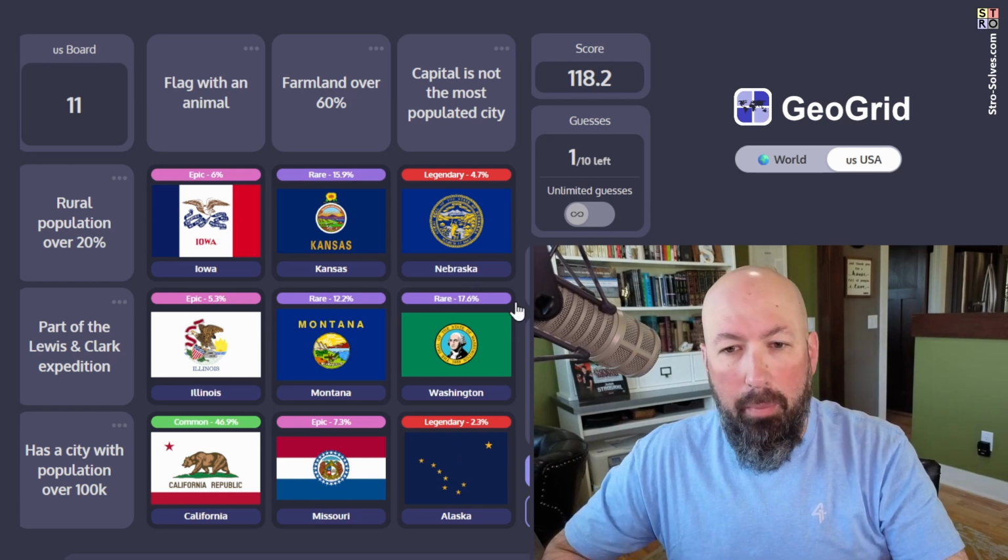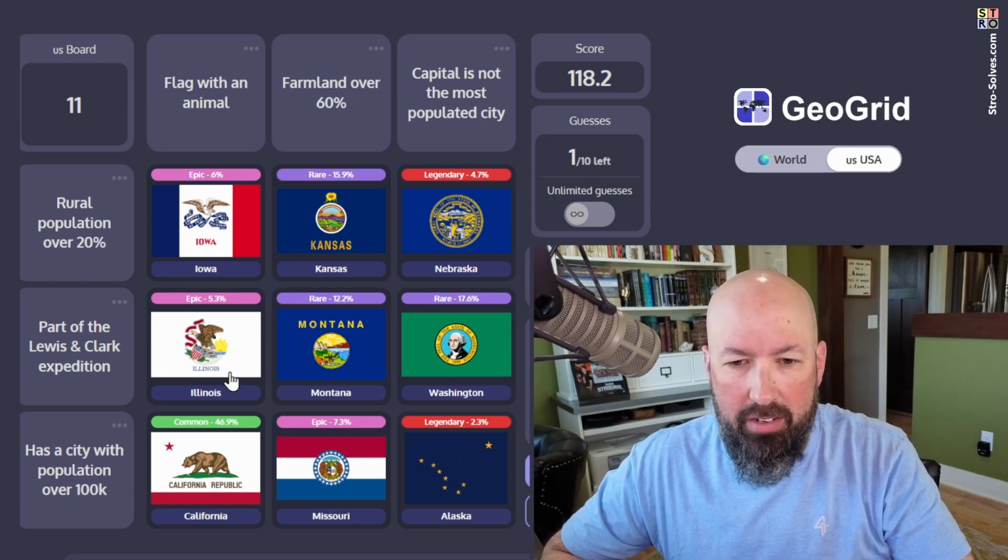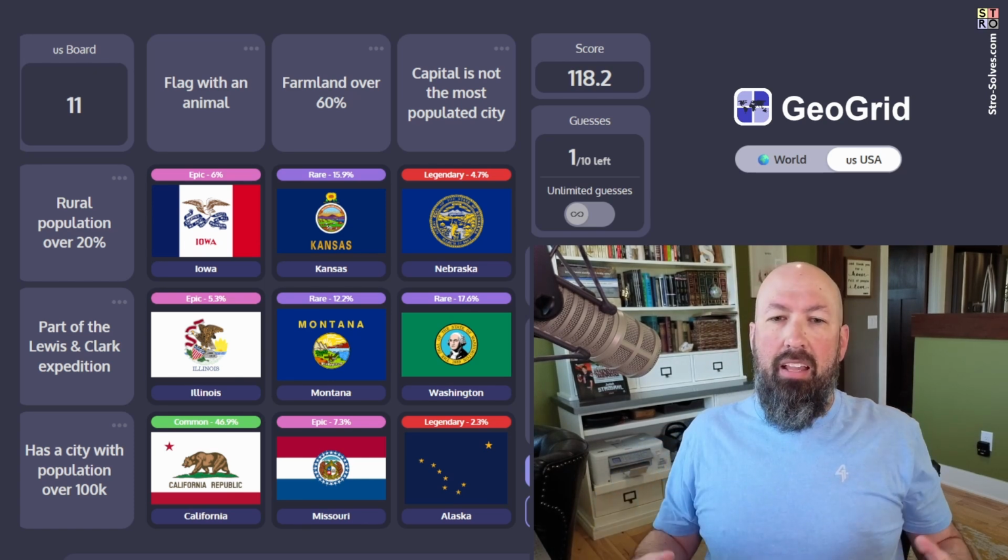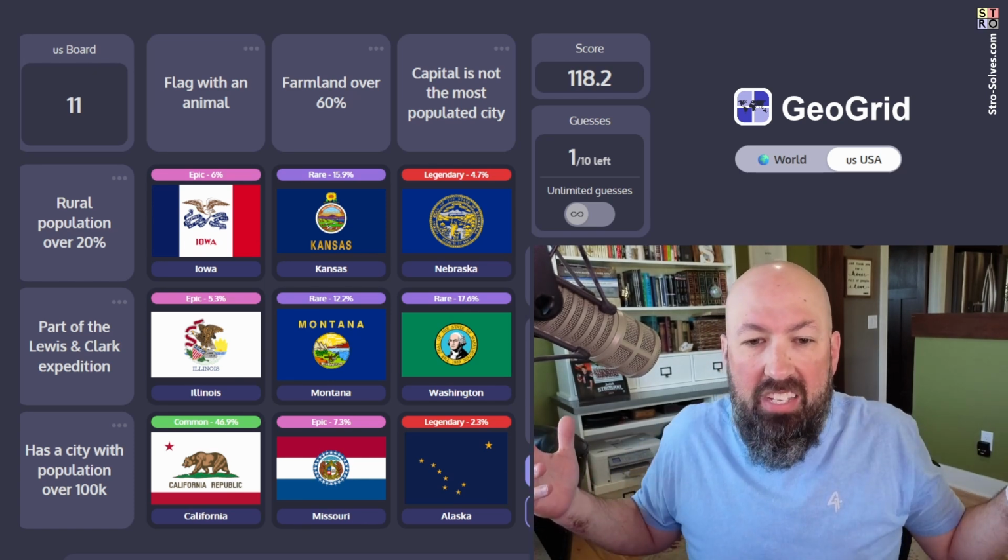So, all right, well, a couple of legendaries, a bunch of rares and epics, and one common. So, not like a great score, but I didn't have any mistakes, so I'll take that.